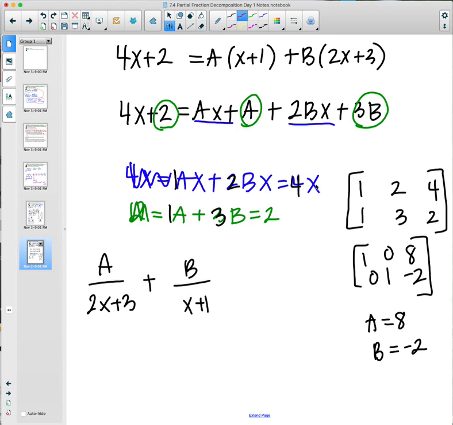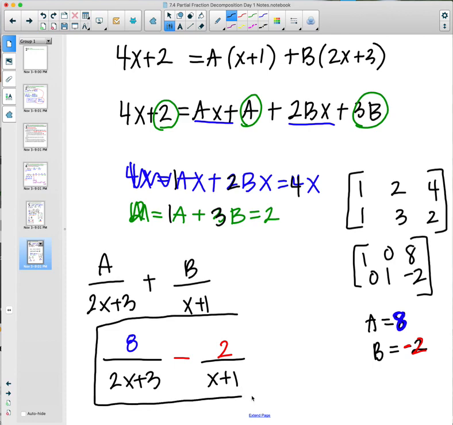So we'll just plug these in. So A is going to be 8 and B is going to be negative 2. So we'll have 8 over 2x plus 3, and then the B is a negative, so we'll put the negative here, 2 over x plus 1, and you get what your partial fraction decomposition is. So this right here is your final answer.